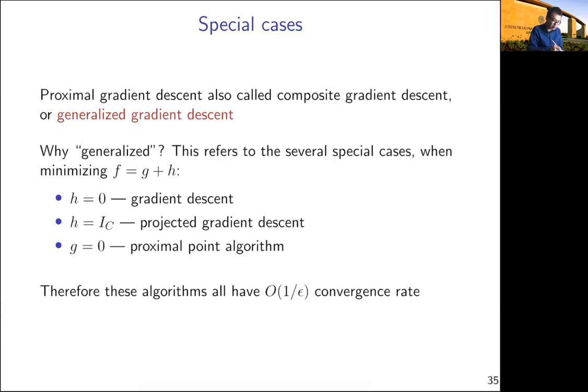When g is equal to 0 and h is the only function that you want to minimize, this happens to be something called the proximal point algorithm that predates the proximal gradient methods. Notice that g equals 0 is perfectly smooth because the gradient of it is 0 everywhere. So the smoothness constant is 0, as small as it gets. All these algorithms turn out to have the same order 1 over epsilon convergence rate, and we can recover that from the theorem that you're going to be proving in homework 2.